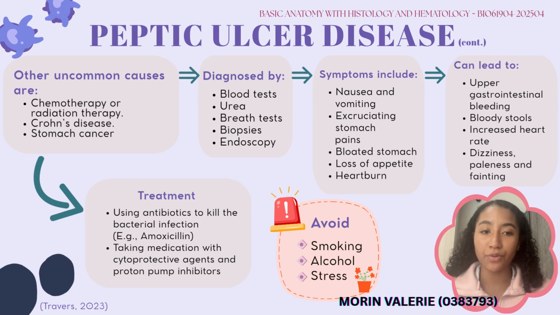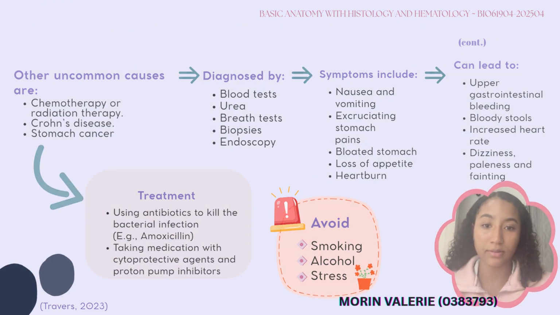Its symptoms include nausea and vomiting, excruciating stomach pains, a bloated stomach, loss of appetite, and heartburn. It can lead to upper gastrointestinal bleeding, bloody stools, an increased heart rate, dizziness, paleness, and even fainting. To treat peptic ulcer disease, antibiotics are administered to overcome the bacterial infection, and medications with cytoprotective agents and proton pump inhibitors are also used. Patients should avoid smoking, alcohol, and stress.